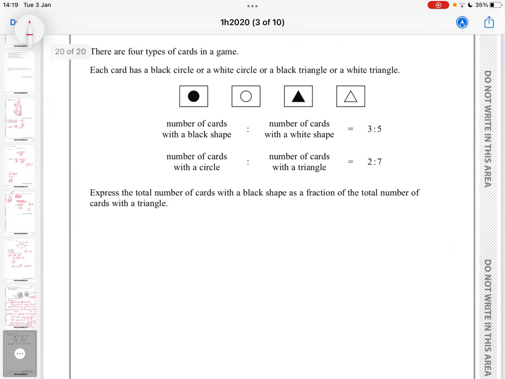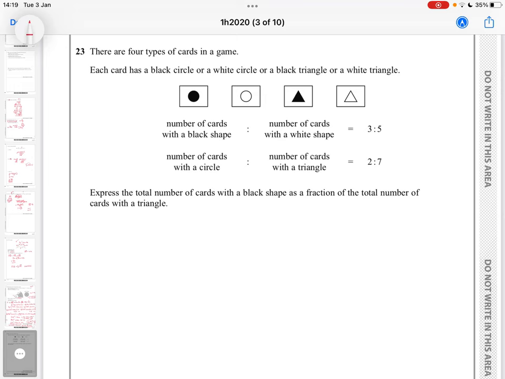Right, last question. There are 4 types of cards in a game. Each card has either a black circle or a white circle, a black triangle or a white triangle. So it gave us some ratios, so black shapes to white shapes and then circles to triangles. So we have to express the total number of black shapes as a fraction of the total number of triangles.